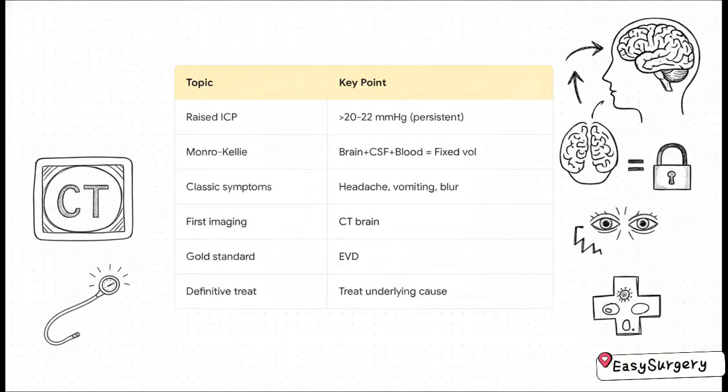Your first imaging is a CT brain. The gold standard monitor is the EVD. The best osmotic agents are mannitol and hypertonic saline. Use steroid only for vasogenic edema. And finally, definitive treatment always means fixing the underlying cause.